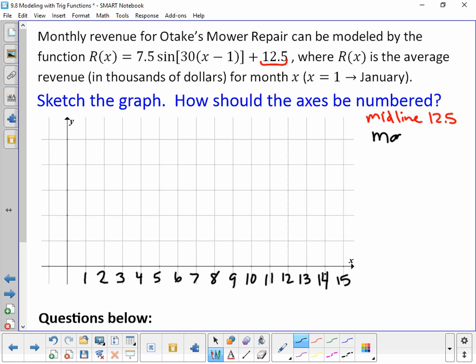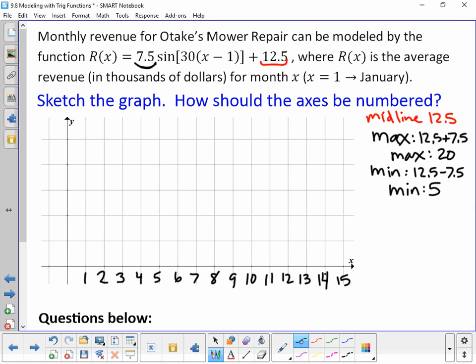If the midline is 12.5, the maximum is going to happen above the midline by the amount of the amplitude. So the maximum is going to be 12.5 plus that amplitude of 7.5. In other words, the maximum is going to be 20. The minimum is going to be below the midline by that amplitude amount of 7.5. So the minimum is going to be 5. So my graph has to fit very nicely numbers between 20 and 5.